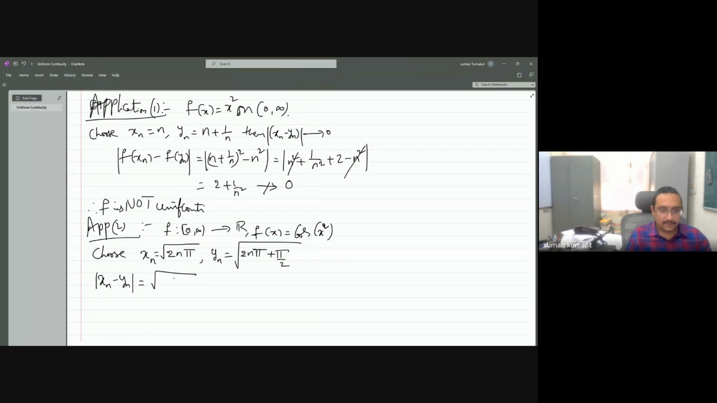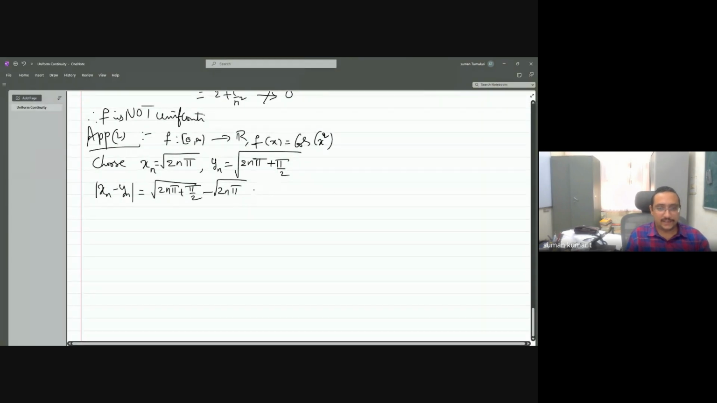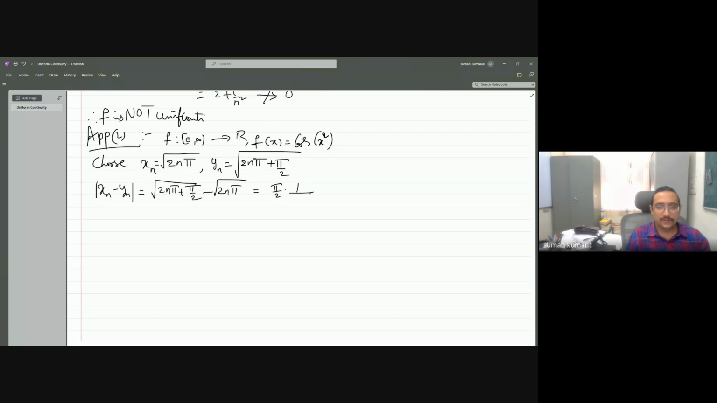So what is it? The square root of 2n pi plus pi by 2 minus the square root of 2n pi. All right? If you rationalize the numerator, then I end up getting pi by 2 into 1 by the sum of these two things, root of 2n pi and root of 2n pi plus pi by 2. Anyhow, as n goes to infinity, this guy tends to 0. So xn and yn are two correct sequences that I can work with. So what about f of xn minus f of yn? What is f of xn? That is cos xn square and cos yn square.